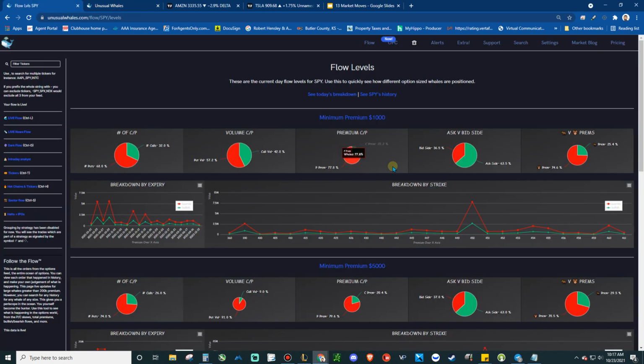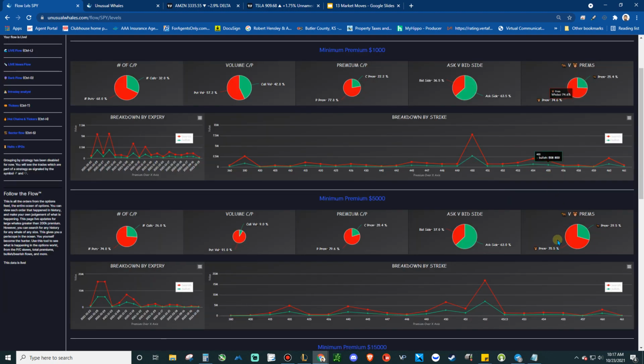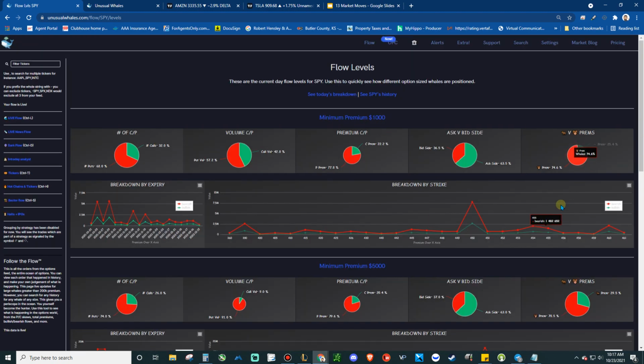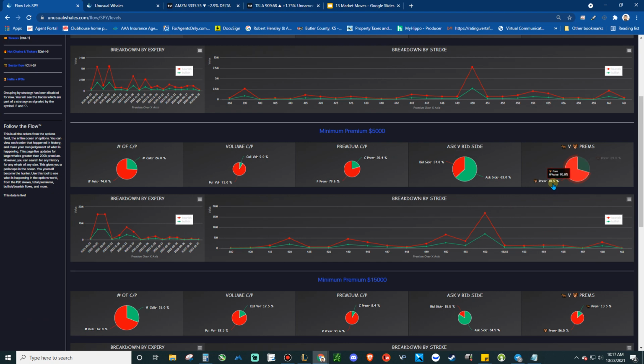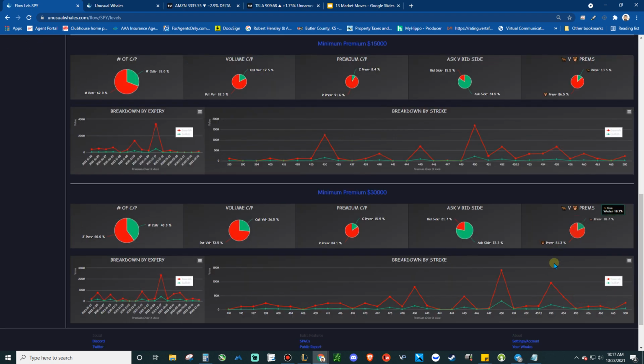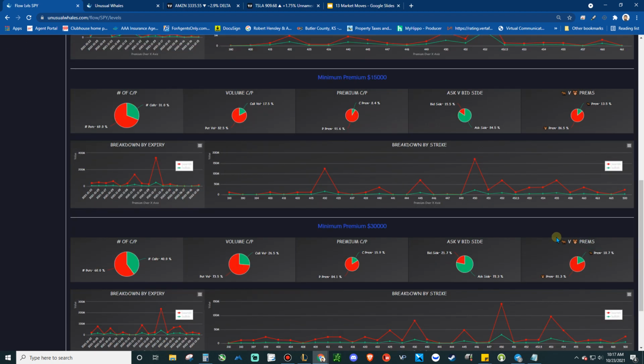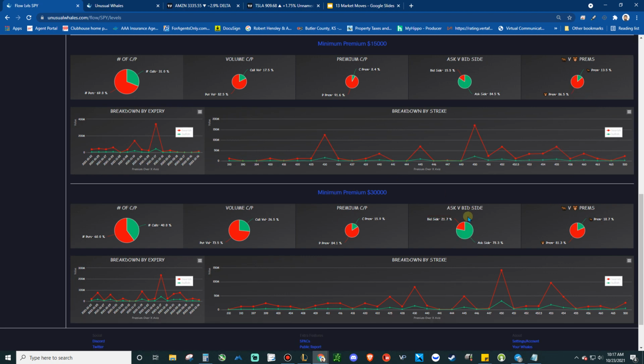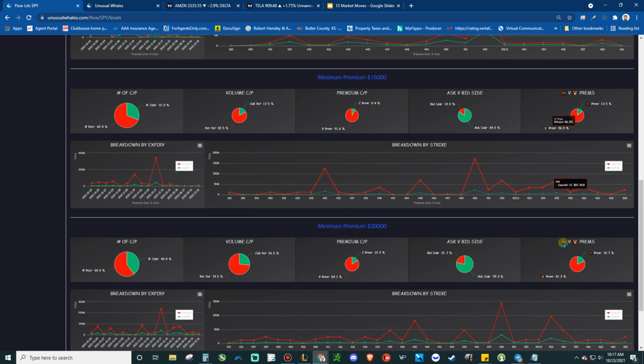And then SPY flow, it's pretty bearish. You're bearish on the 1000s, you're bearish on the 5000s, 70 to 29. You're bearish on the 15,000s, 86 to 13. Okay, that's pretty bearish. Pretty lopsided, really, but nonetheless very bearish. And then same thing, 80. So this could all be hedges, and if they're hedges, then it's not a huge deal that they're bearish.